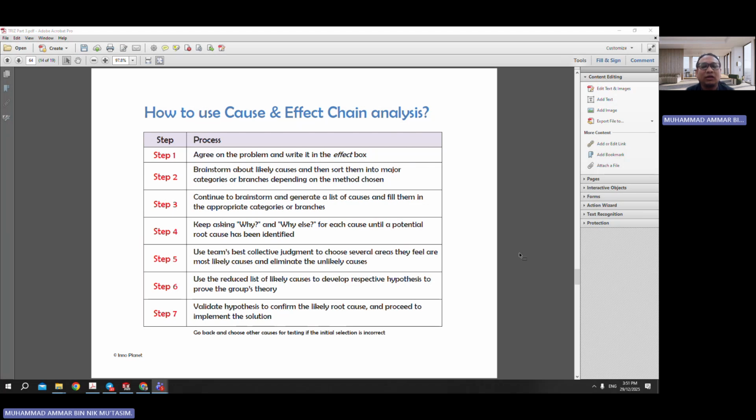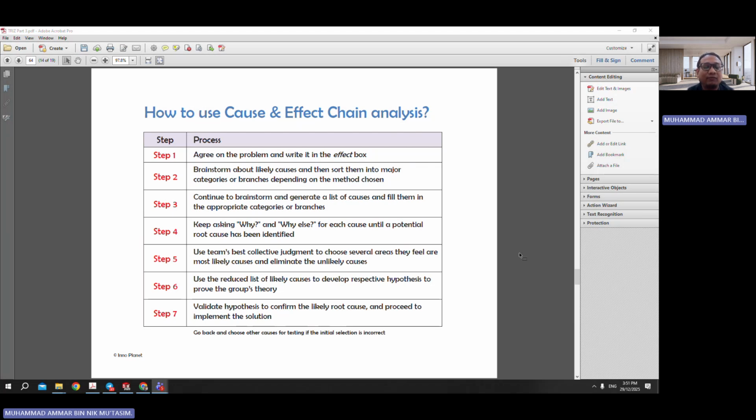Step number 1, we agree on the problem and write it in the effect box. Step 2, we use the brainstorming analysis that we did in the previous lecture about the likely causes, and then sort them into major categories of branches depending on the method chosen. Step 3, continue to brainstorm and generate a list of causes and fill them in the appropriate categories and branches. Step 4 is to ask why and what else, for the potential root causes that are going to benefit us later on.